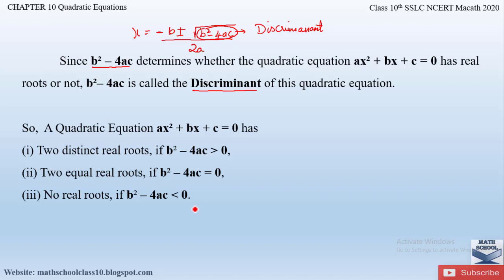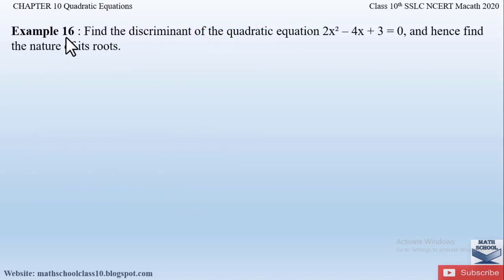Now let us solve certain examples on this topic. Example number 16 from quadratic equations, chapter 10. Find the discriminant of the quadratic equation 2x square minus 4x plus 3 is equal to 0, and hence find the nature of its roots. Here we have to find the a, b and c values for this quadratic equation by comparing with the standard form. After we obtain the a, b and c values, we can find the discriminant, that is b square minus 4ac, and depending upon its value, we can say what kind of nature the roots have.